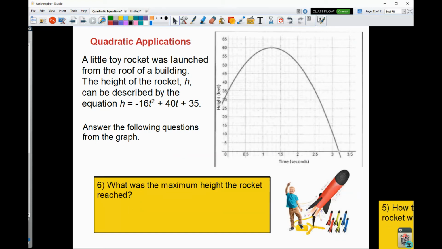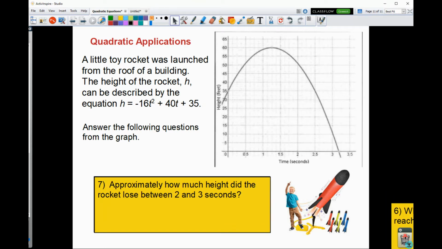35 feet. What was the maximum height the rocket reached? Well, its maximum height is its vertex right here. We already talked about how it takes 1.25 seconds to get to the maximum height. And the maximum height, if we look at the height, was 60 feet.